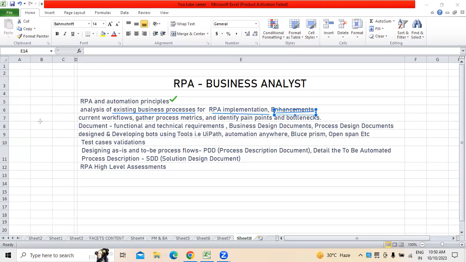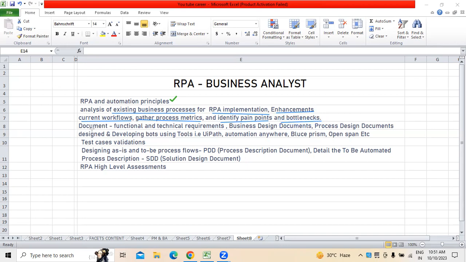Next, for any application, we need to understand the workflows, so that you will know how the process can be performed for that particular application, and it will be a guiding process for the development team to perform the functionalities or develop that logic. At the same time, it's not only about the current workflows, we need to know about the present and future workflows even. So gathering process metrics, identifying the pain points and bottlenecks, this sort of knowledge is also required for any business analyst in RPA.